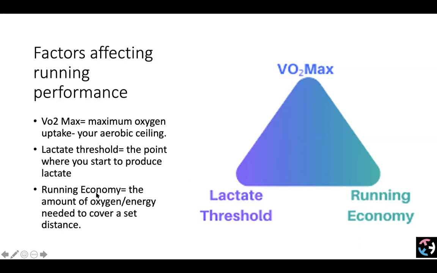And then running economy, so this is the amount of energy needed to cover a set distance. It's quite similar to VO2 max. VO2 max is milliliters of oxygen per kilogram per minute, whereas running economy is milliliters of oxygen per kilogram per kilometer. So it's specific to running rather than just looking at a physiological marker. This is something I think can be learned about from a triathlon point of view, that you can take to the next level, and something that not as many people will try to focus on.